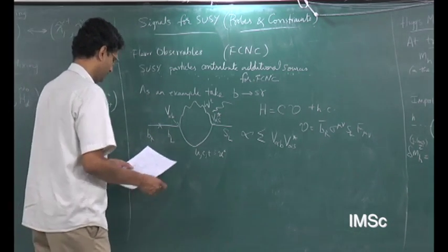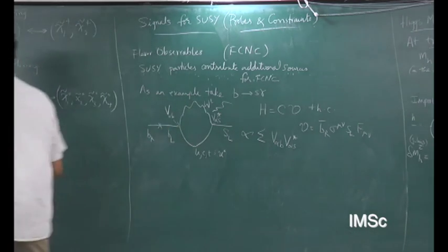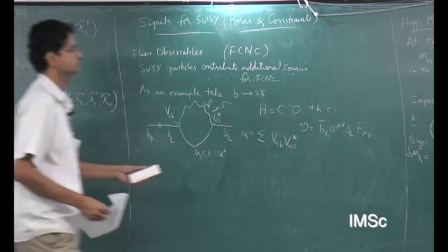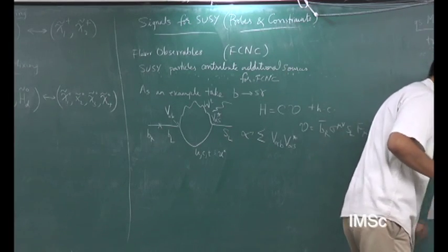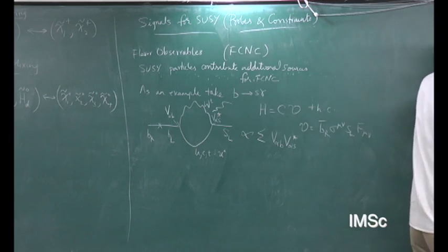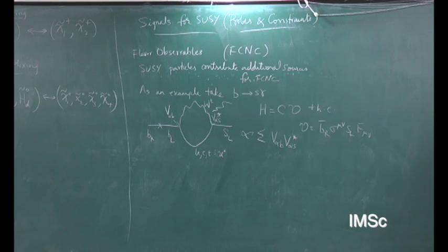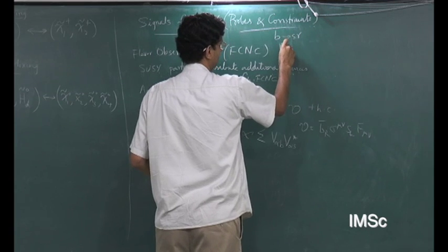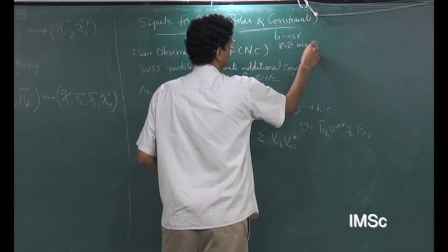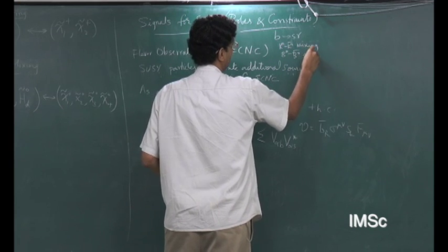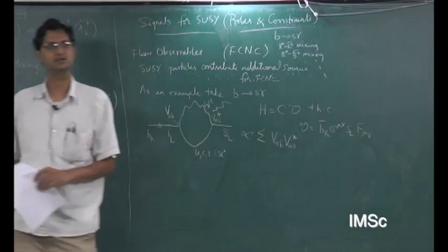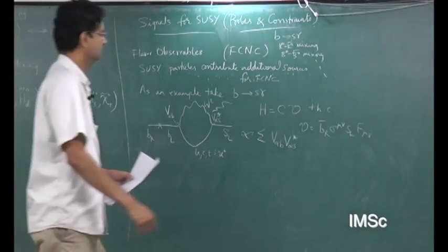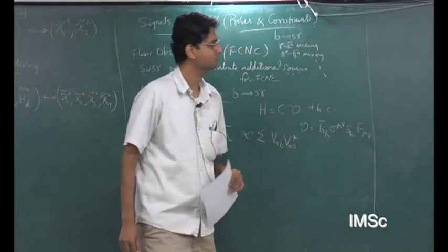So, what are the contributions? Let me just write it there. I'm just taking B to S gamma as an example, but you can have K0 bar mixing, B0 bar mixing, anything, a whole list of things, potentially anything could give you a very strong constraint. And you're supposed to in the end include all of it and then ask, can supersymmetry live or not, right?